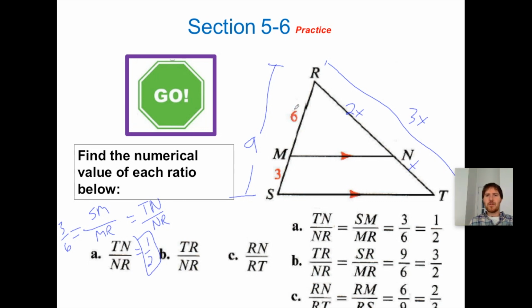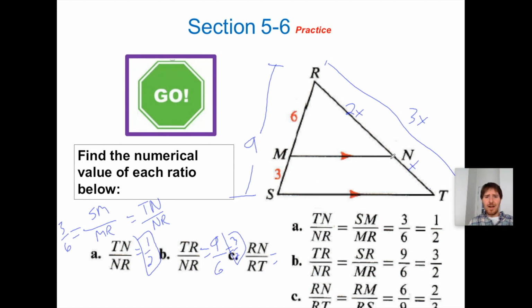What would have been an easier way to figure that one out? That's maybe a little less confusing. Tr over Nr, so whole to top part, equals whole, which is 9, over whole left, which is 6. So 9 over 6, which equals 3 over 2. I think that's the best I can explain it here.